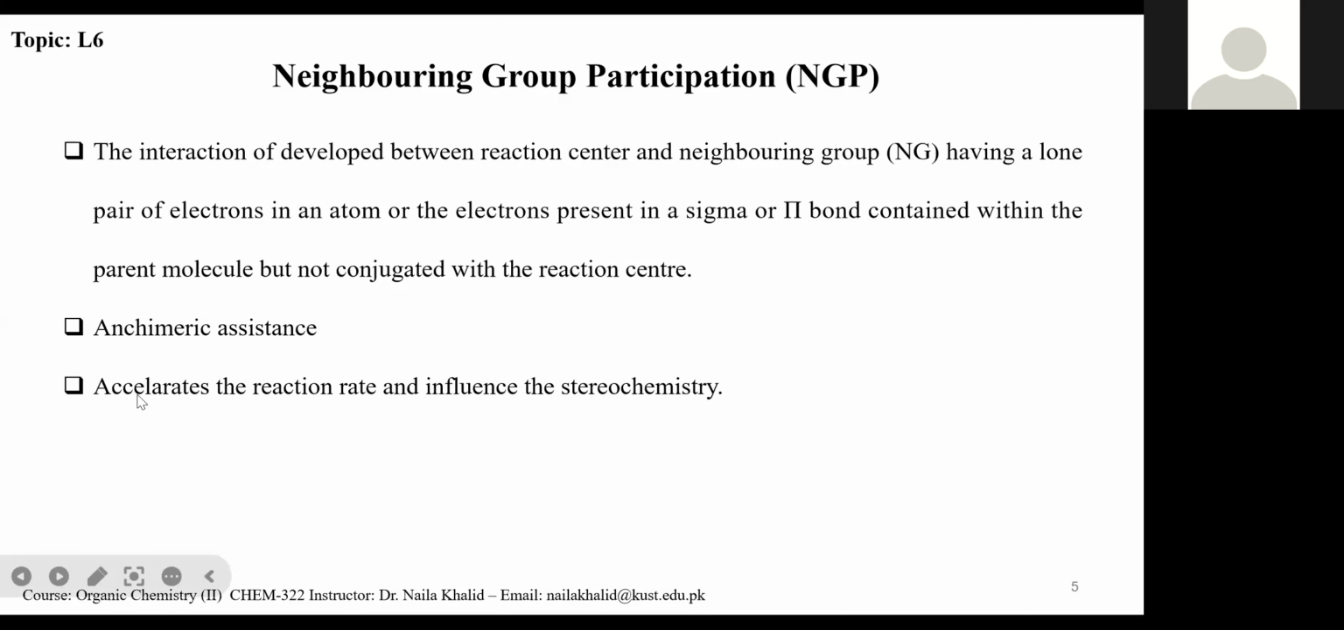So it accelerates the reaction rate. In the presence of a neighboring group which is participating in the reaction, the reaction rate will increase. However, if it is not present, then the reaction rate will be normal. It also influences the stereochemistry, the stereochemical outcome. Due to the presence of a neighboring group and the observation of neighboring group participation, it has been observed that the stereochemical outcome is retention of configuration rather than inversion.